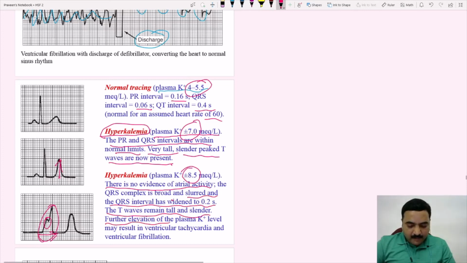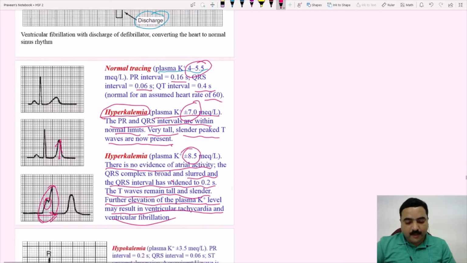Further elevation of the plasma potassium level may result in ventricular tachycardia and ventricular fibrillation. That is the reason it can lead to ventricular tachycardia and ventricular fibrillation if it increases further. So initially you see a tall T wave. Later on you will see the tall T wave with a prolonged QRS complex, and there is no atrial activity represented because the QRS has become so wide.